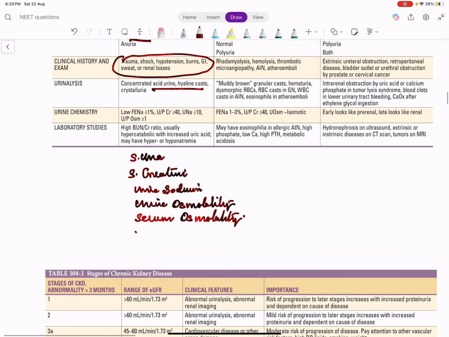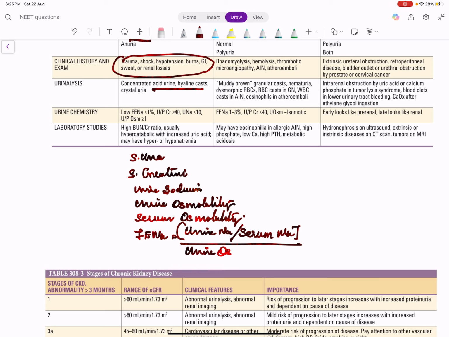We calculate something called FENa. FENa is nothing but fractional excretion of sodium, that is urine sodium divided by serum sodium. This is a formula, urine sodium by serum sodium, this whole divided by urine osmolality by serum osmolality. So if we have urine sodium, blood sodium, urine osmolality and serum osmolality, we can calculate this one. Understanding the concept is important.